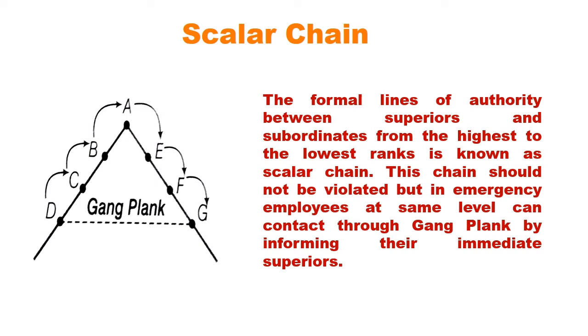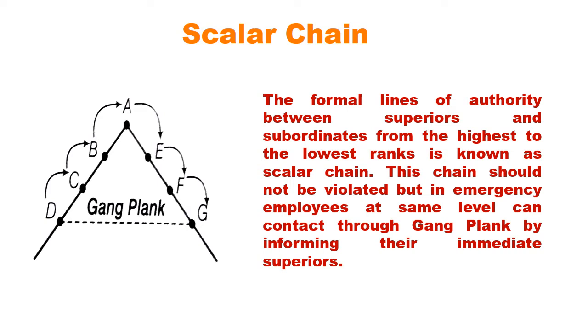If D has to communicate with someone who is also at the bottom but on the opposite side, that is G, he will have to communicate in that manner, that is, he will go to C, then C will go to B, then B will go to A. Now A will go back to E, then F and G. This is how the communication happens. So this is what scalar chain is all about.